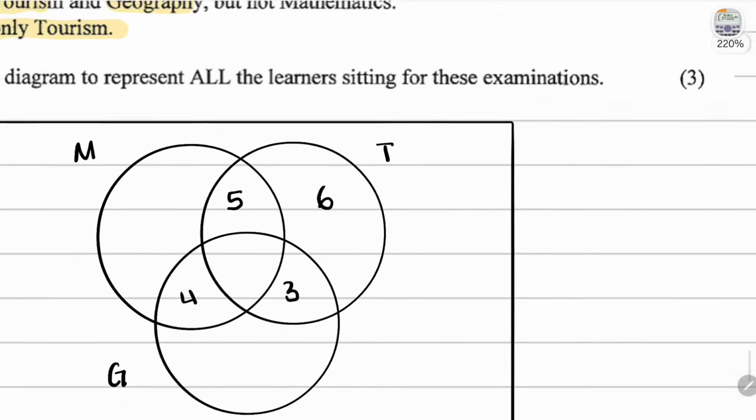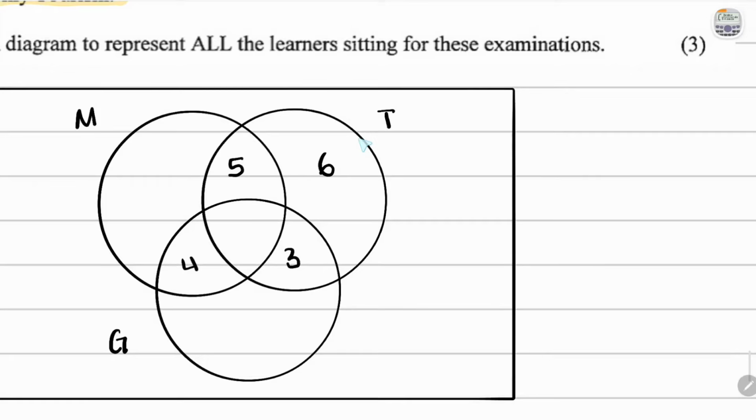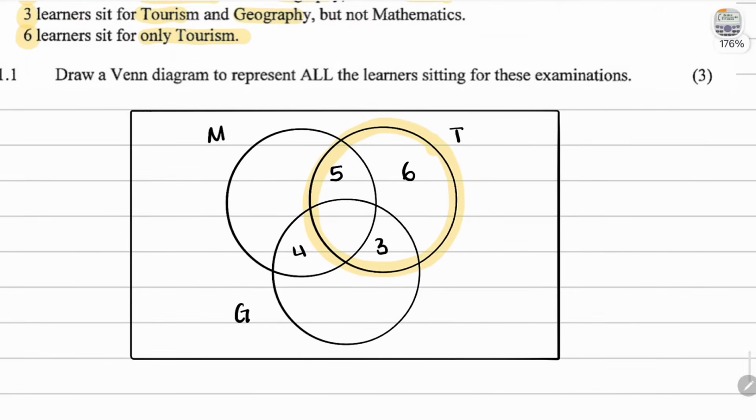Now, this is what this means. The total number of learners, meaning regardless of whether they sit for geography and maths, they sat for tourism. Okay, so they sat for maths and tourism. They sat for tourism and geography. Okay, but they all sat for tourism. So if this adds up to 16, then we can actually find out what this middle is.